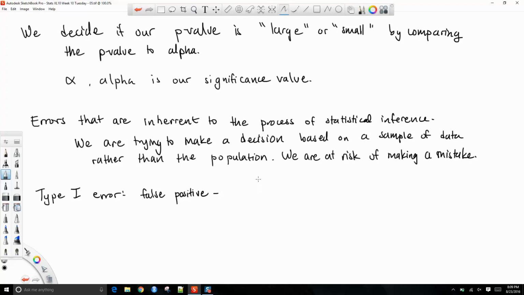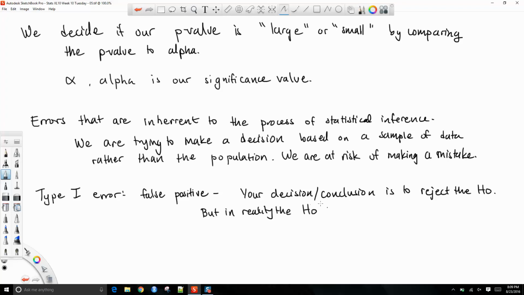Type 1 error is when your decision or conclusion is to reject the null, but in reality, the null hypothesis was true and should not have been rejected. That's a type 1 error.